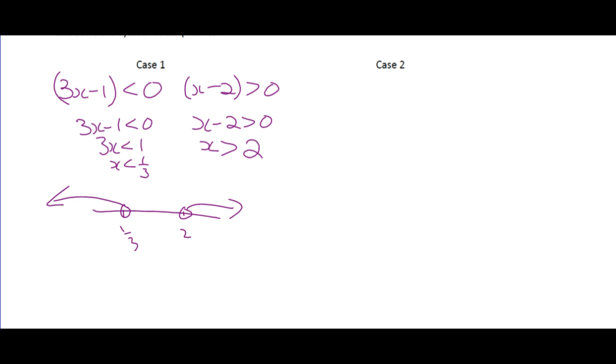Okay, this is what I need. I need a number that does both of those. It's not possible, right? You cannot have it. There is no number that satisfies this.